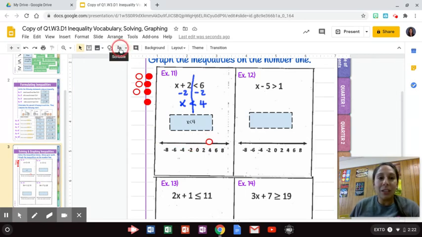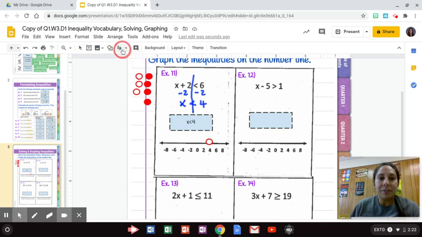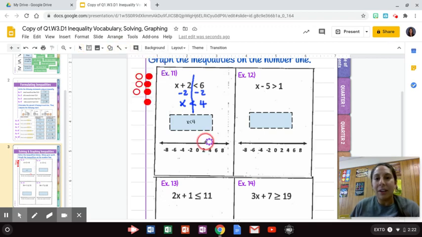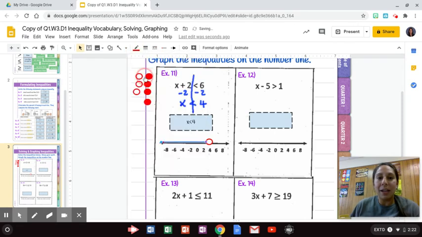So I'm going to come over here and insert a shape. Actually, I'm going to select a line right here so I can click an arrow, and I'm going to draw my arrow going this way to the left, because all numbers less than 4 are to the left. I'm going to change the color to red so that we can see it, and I'm going to make the line a little bit bigger, 4 points, so you can see it. So all the X's less than 4 are possible solutions for example 11.